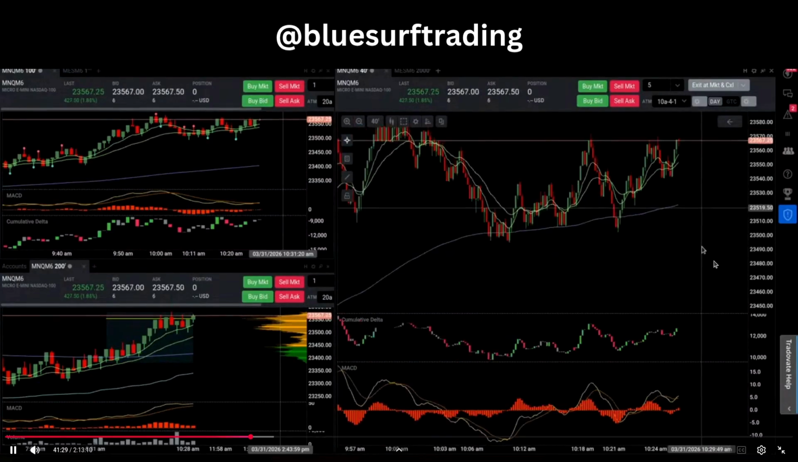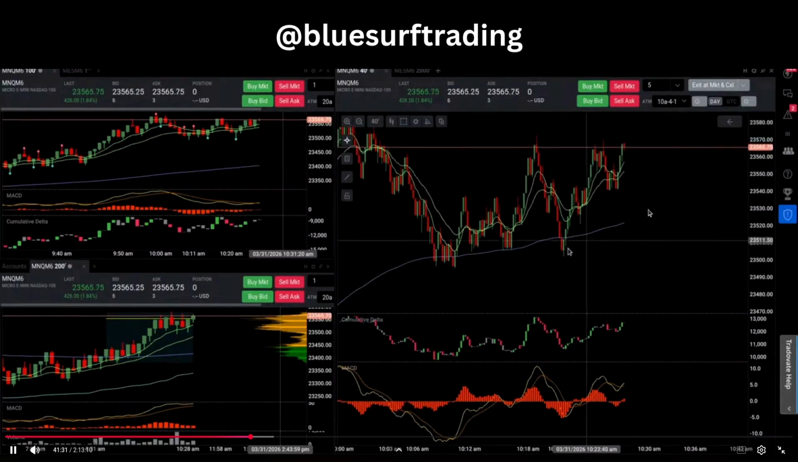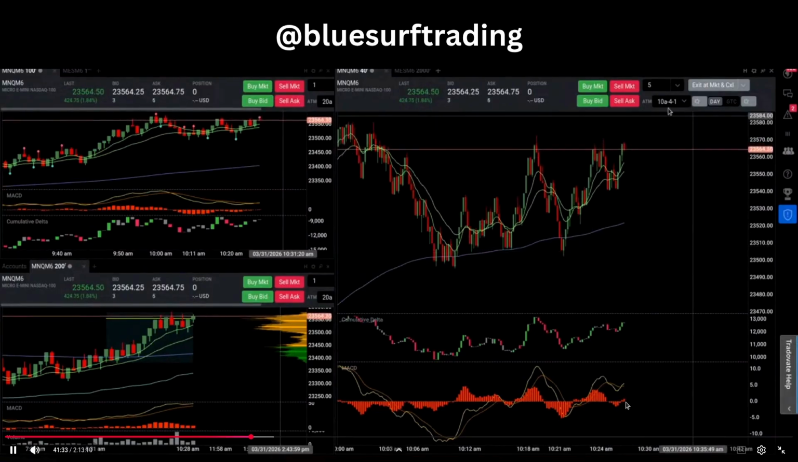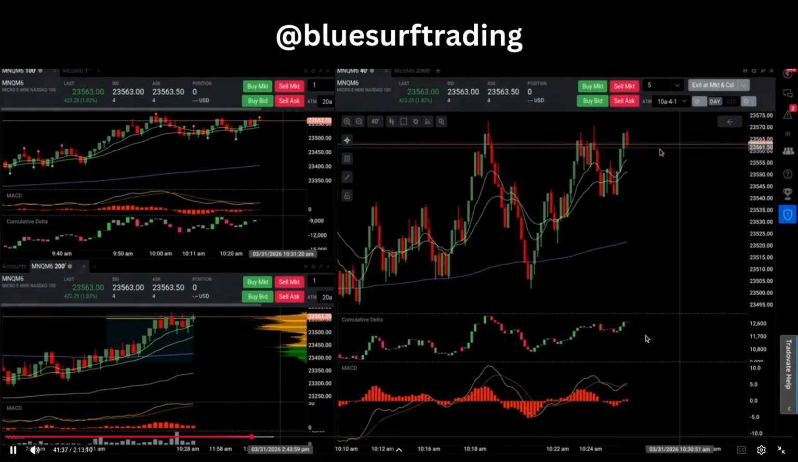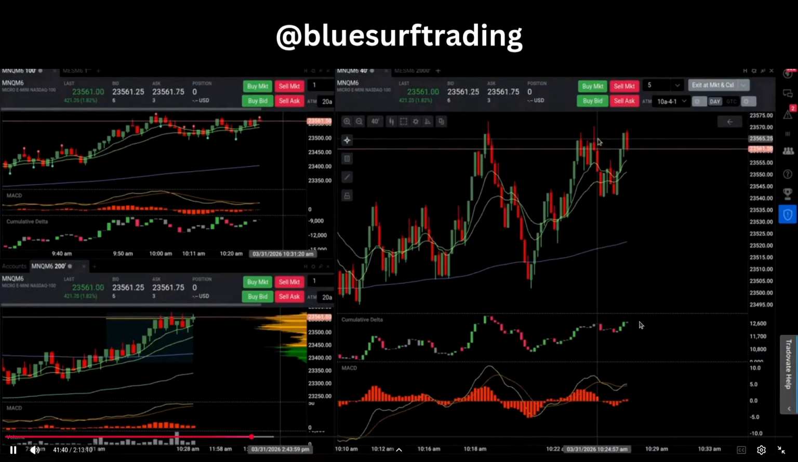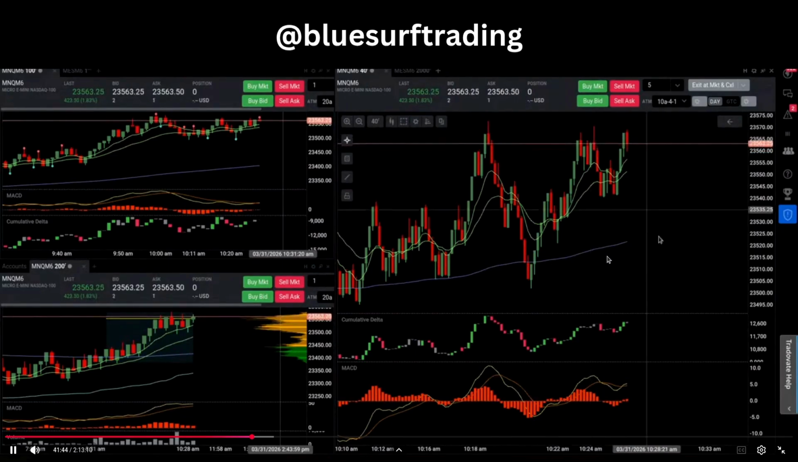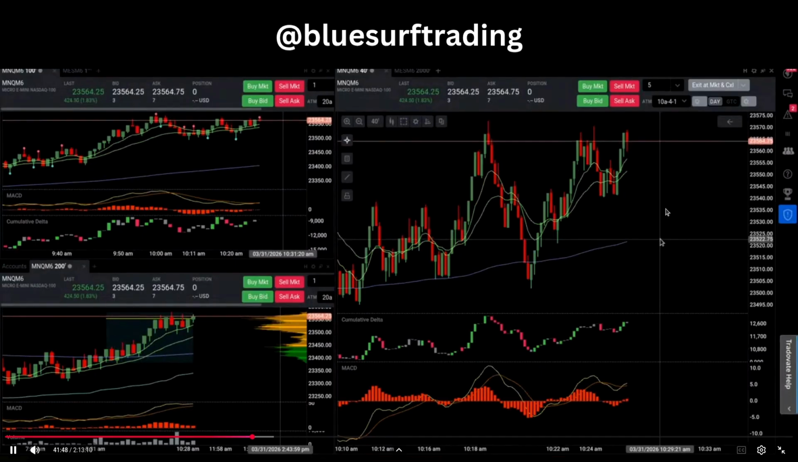Getting ready to take this trade. The MACD has come up, gone to the upside, crossed up, and the cumulative delta is trending up. We have an uptrend above the 200 EMA, above the 9 and the 21. I'm waiting for the one candle pullback.